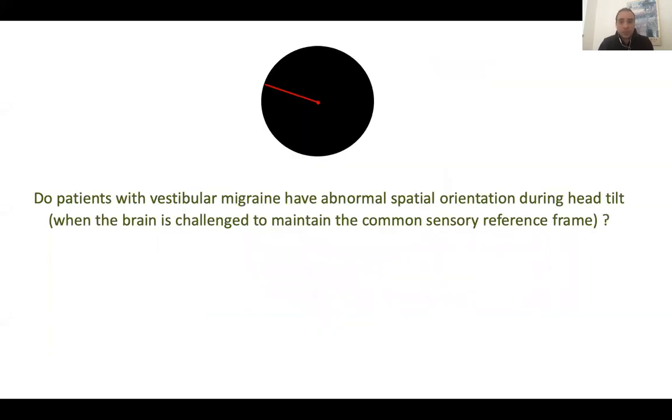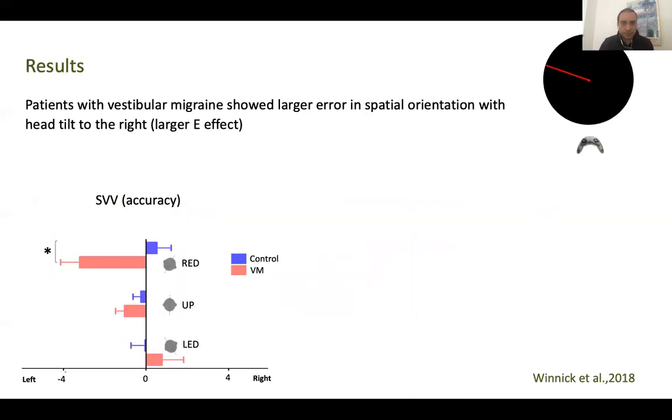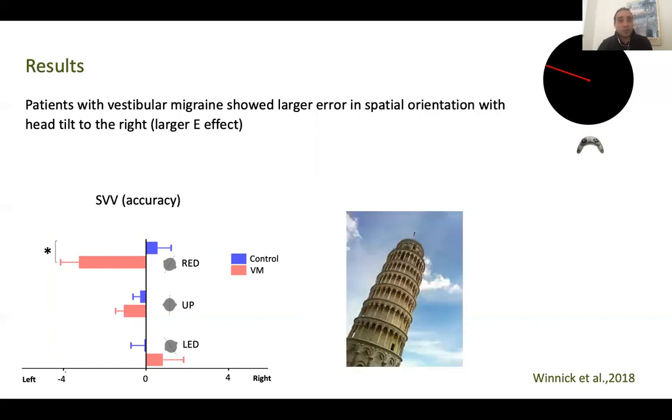So knowing the pattern of change in spatial orientation with head tilt, in the study we asked: do patients with vestibular migraine have abnormal spatial orientation during head tilt when the brain is challenged to maintain the common sensory reference frame? We found that patients with vestibular migraine had larger error in spatial orientation with head tilt, or in other words, they had larger A effect. Here, the patient errors are shown in red and the controls are in blue, and with head tilt, there is about 4 degrees of error in the opposite direction of the head tilt. Just so we get a sense, the campanile of Pisa is tilted about 4 degrees, so perceptually this could be a significant tilt.